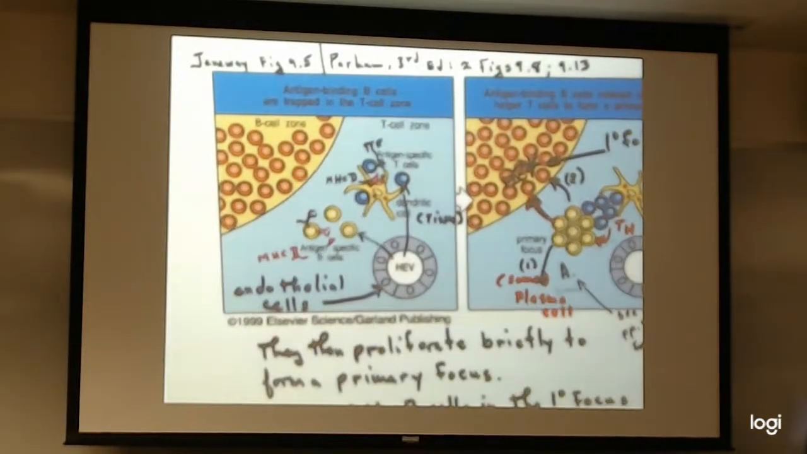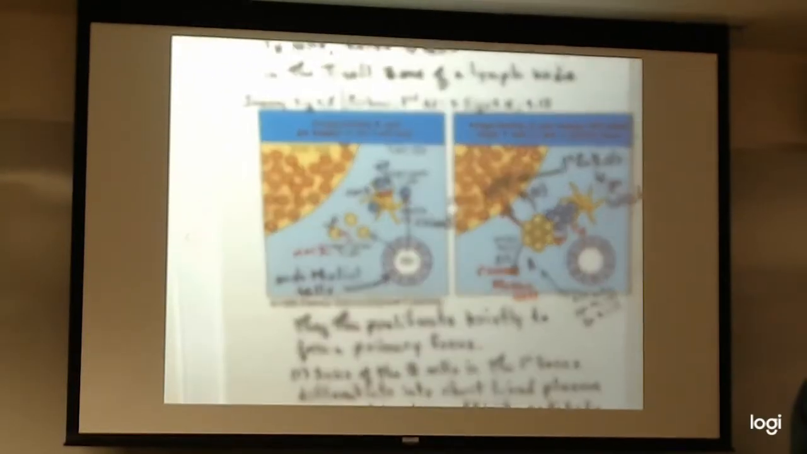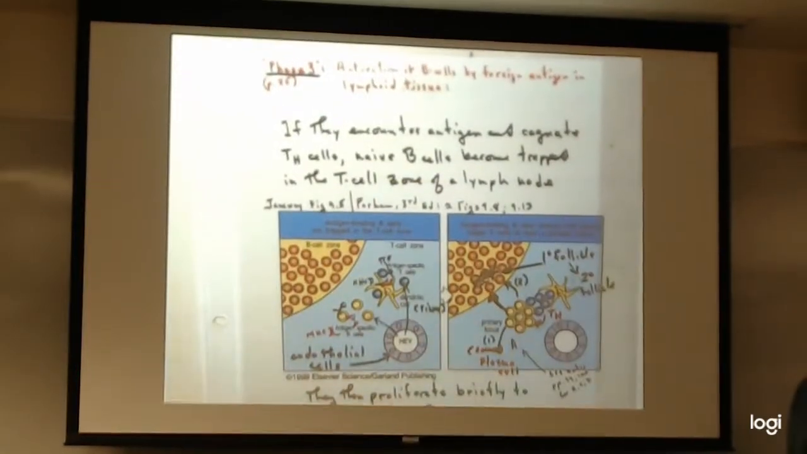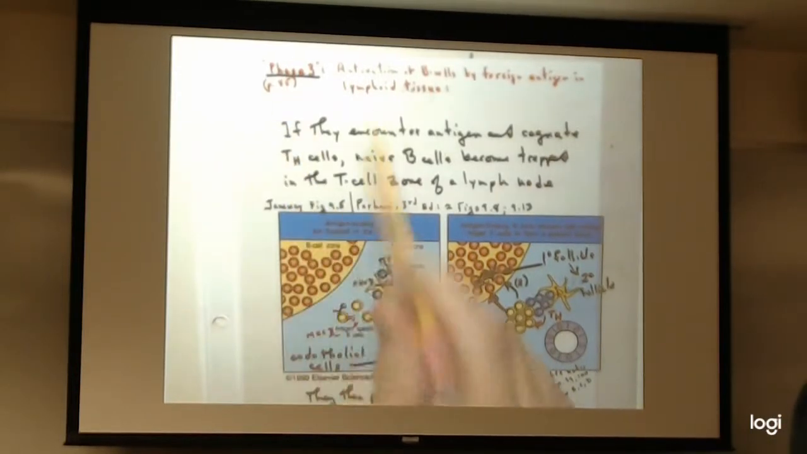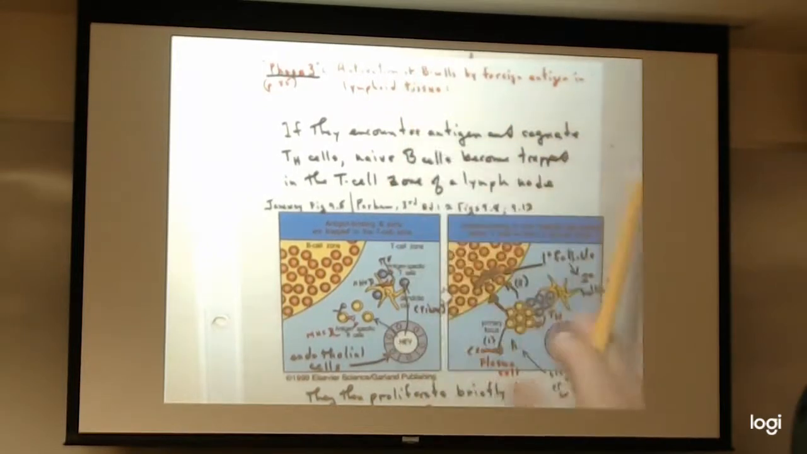Okay, so now let's take a look at what happens when one of these good B cells that's been around maybe for a month or two. Okay, so now we're on to phase 3 of that little sort of table of events. Phase 3 was the activation of B cells by foreign antigen in the lymph nodes.